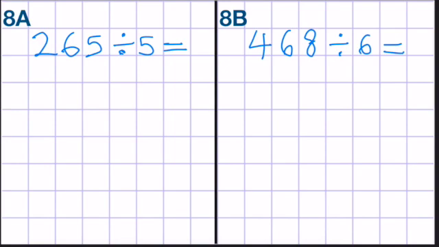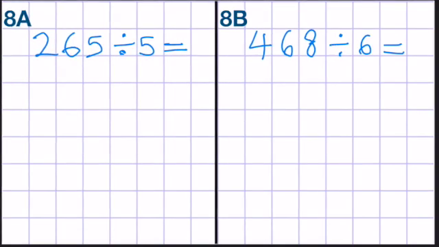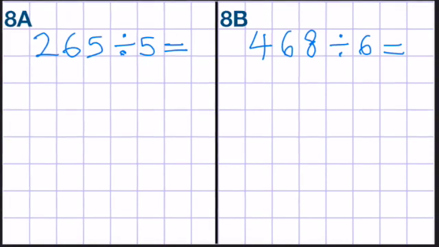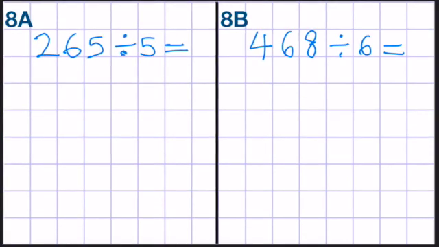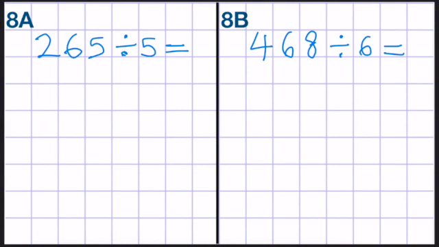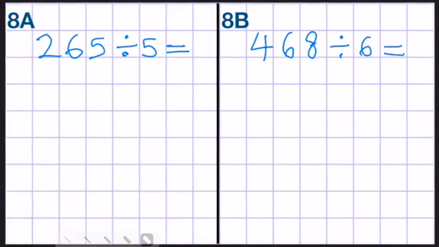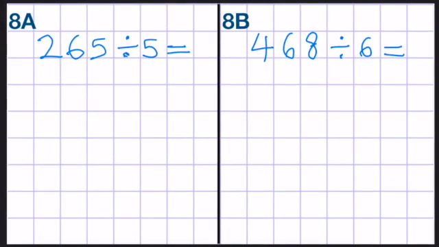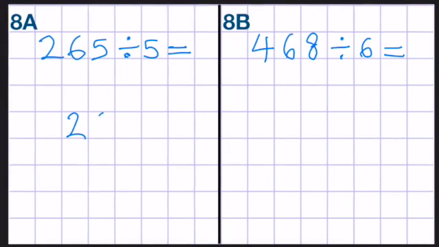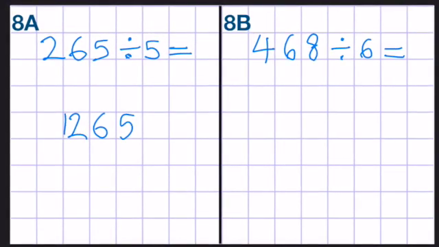8A is 265 divided by 5. And 8B is 468 divided by 6. So you're going to use the bus stop method to work both of those out. Okay, let's do 265 divided by 5. So we're going to set this out in the bus stop method like this.